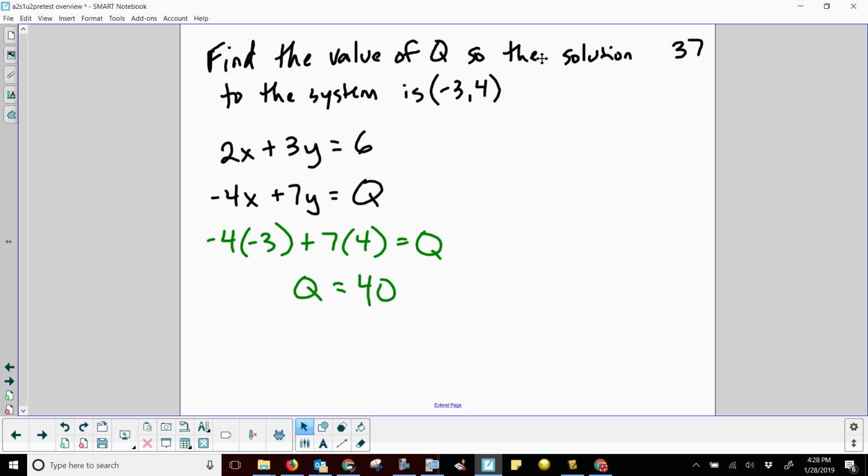Find the value of Q, so the solution to the system is -3, 4. Well, it's pretty simple. If we're looking to have -3, 4 as one of our answers, it has to be on this line. So we're going to take -3 and plug it in for X, and 4 and plug it in for Y. Then just calculate and get 40. Q has to be 40 to even have this on that line at all. And then, of course, this will be part of this line too. We don't even have to worry about that top line.